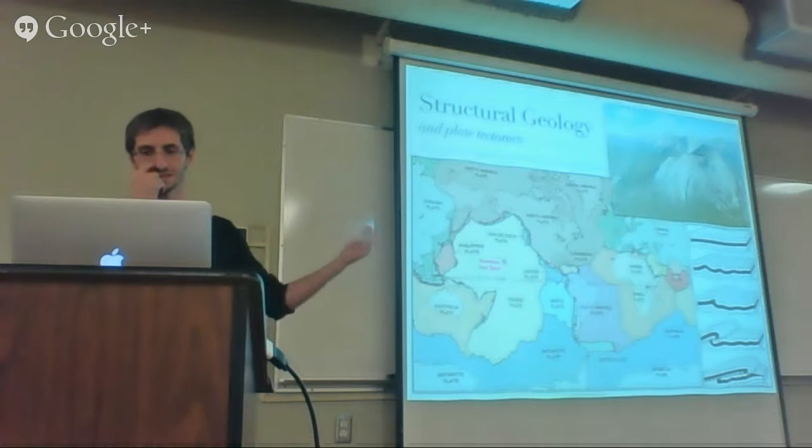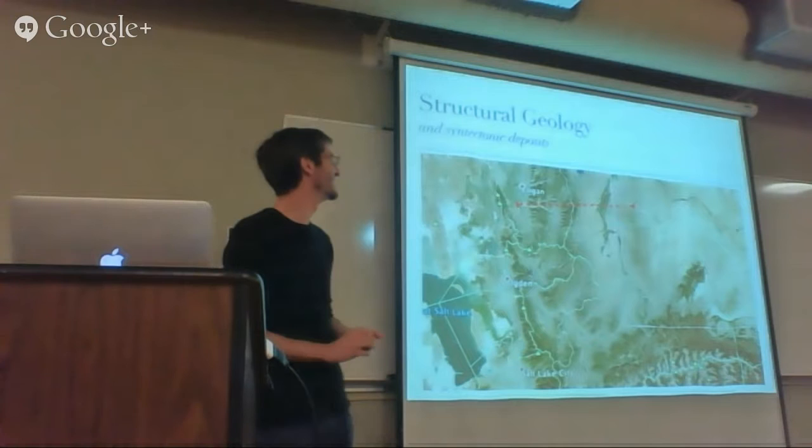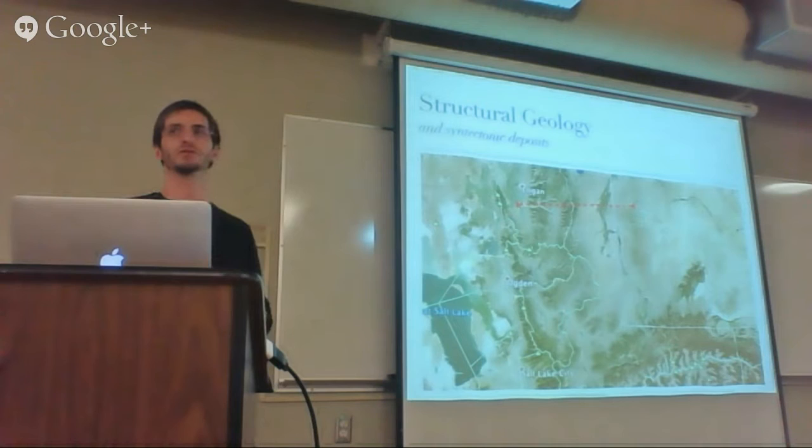Okay, we find an example of this in northern Utah. All my examples are from Utah. In northern Utah, between the Utah and Wyoming border, during the Cretaceous period, these rocks were all compressed together and created what's called a fold and thrust belt.